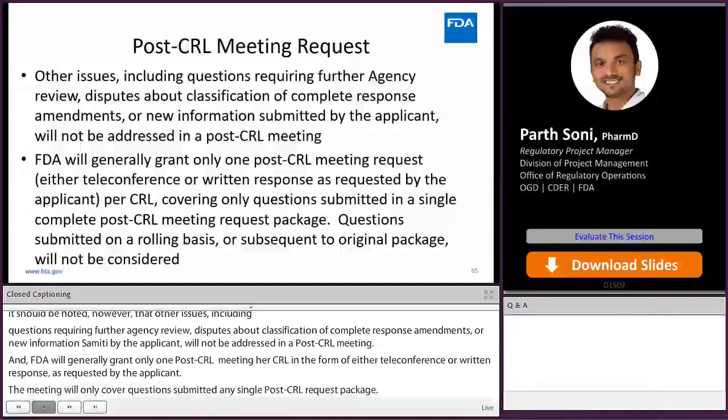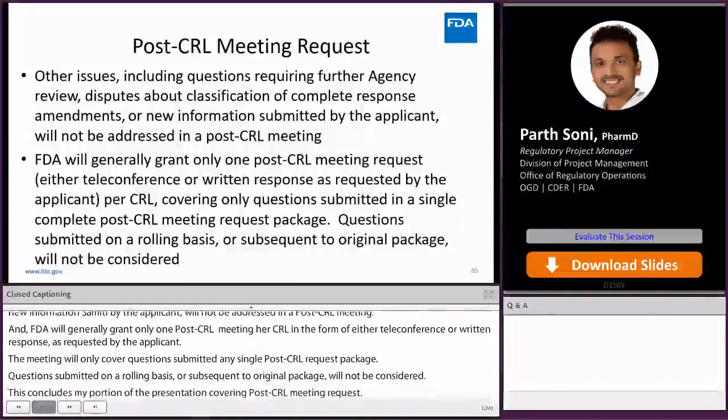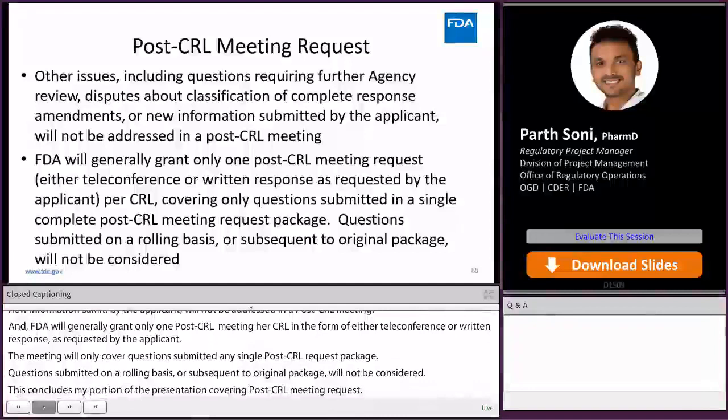This concludes my portion of the presentation covering post-CRL meeting requests. For more information regarding post-CRL meetings, you may refer to Guidance for Industry: Post-Complete Response Letter Meetings between FDA and ANDA Applicants under GDUFA from December 2018. I thank you for your attention.